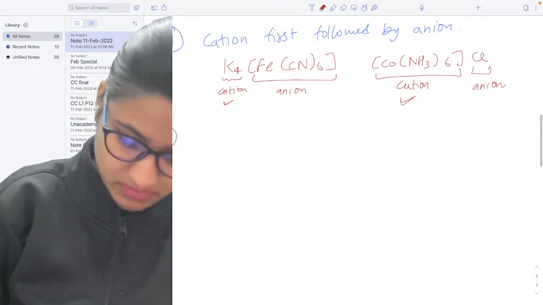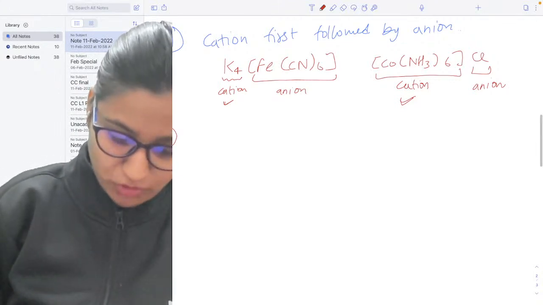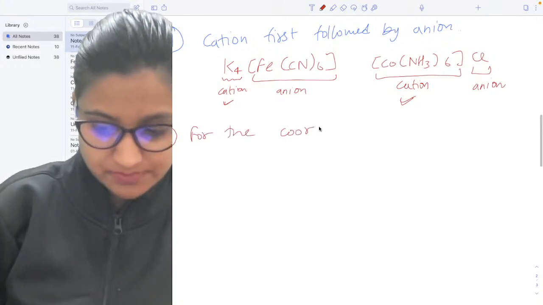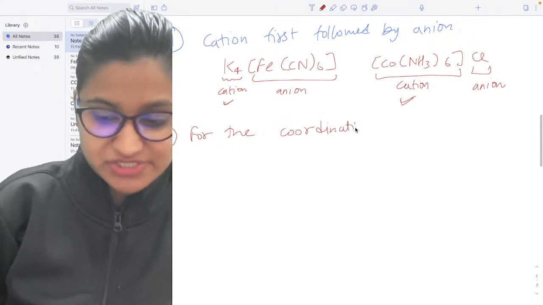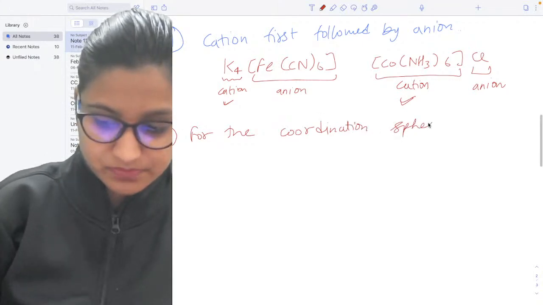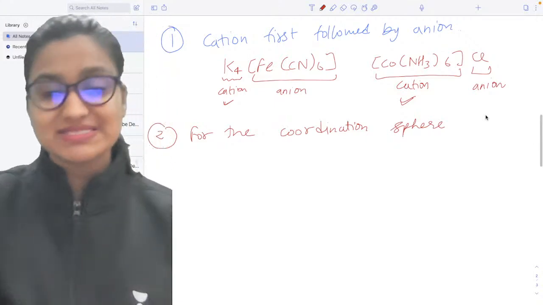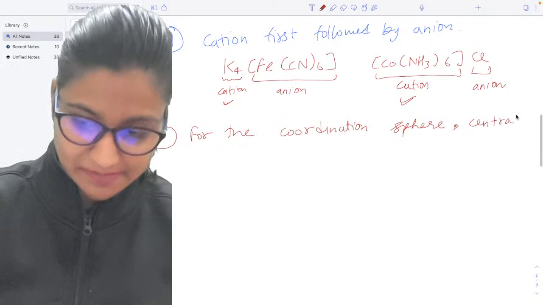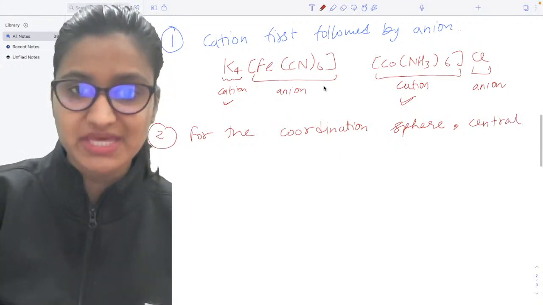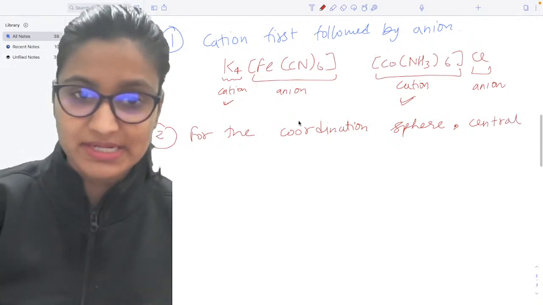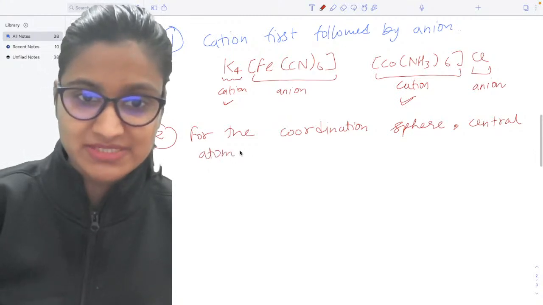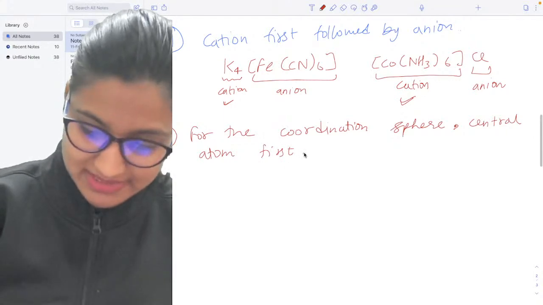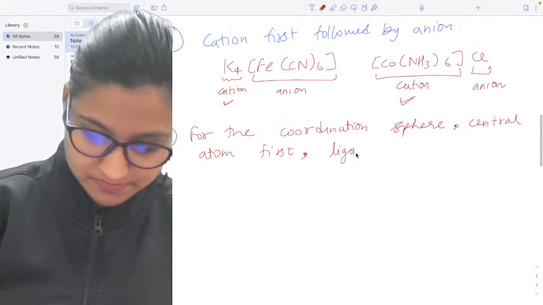Number 2: for the coordination sphere, central atom first. What will you name first in the coordination sphere? In this square bracket, you will first name the central atom, and then the ligands in alphabetical order.